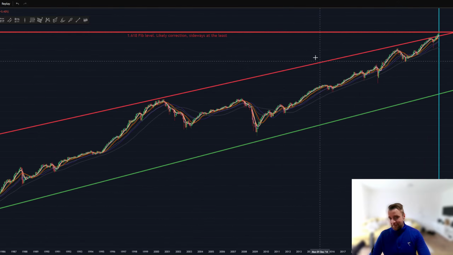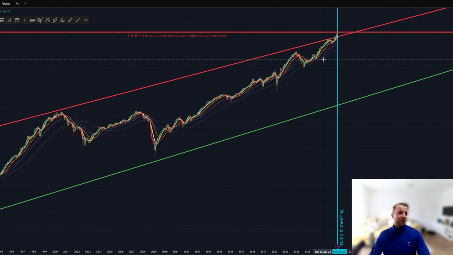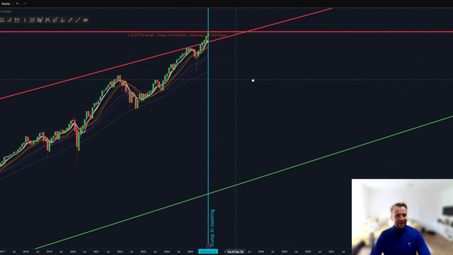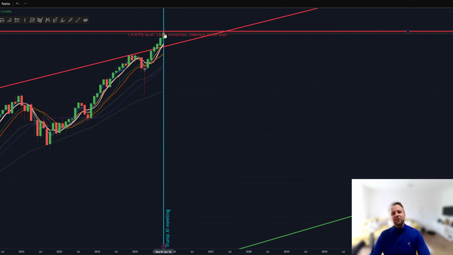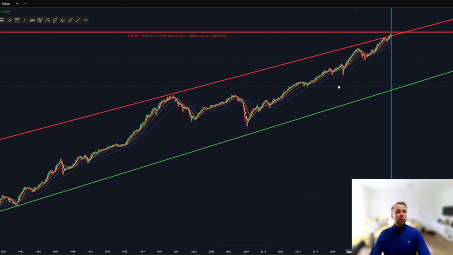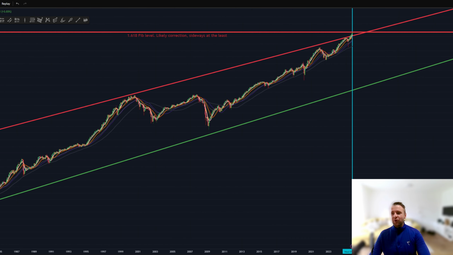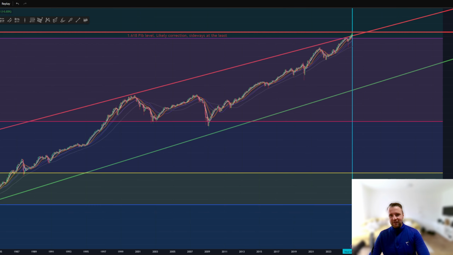So the point number one that I'm making in this video is, do not be surprised if you see, on monthly, this is monthly, so within the month we can have lots of fluctuation, if you see on monthly an acceleration to the upside after breaking a resistance like this, don't be surprised. And the point number two I want to make is these Fib levels.